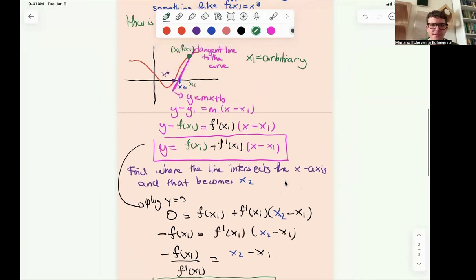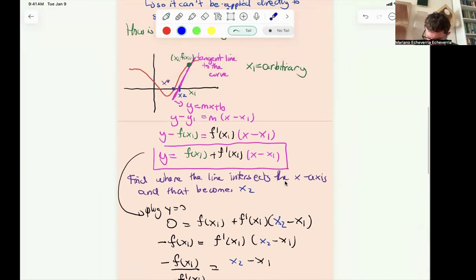So you start with x1. You start with x1, that's arbitrary. That gives you a point on the graph. You find the equation of the tangent line to that point. This is the equation of the tangent line. Is that making sense?